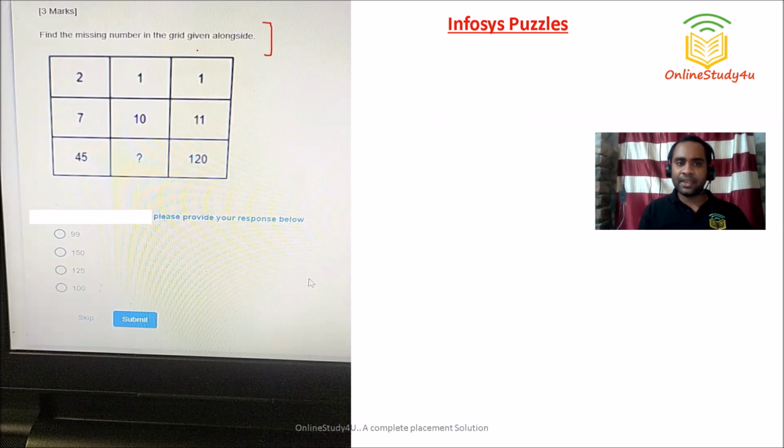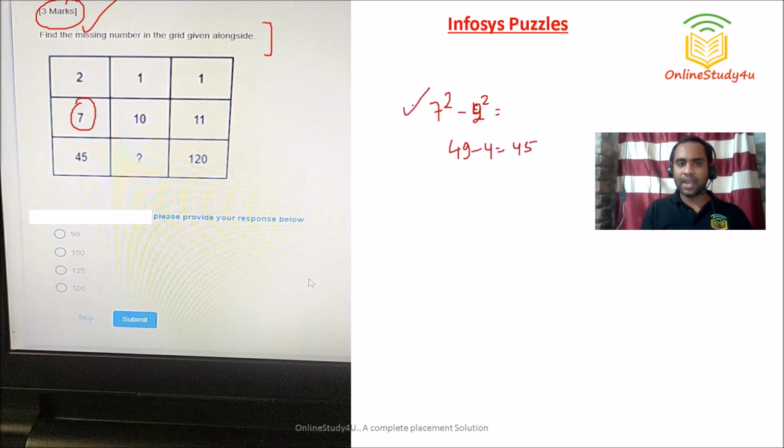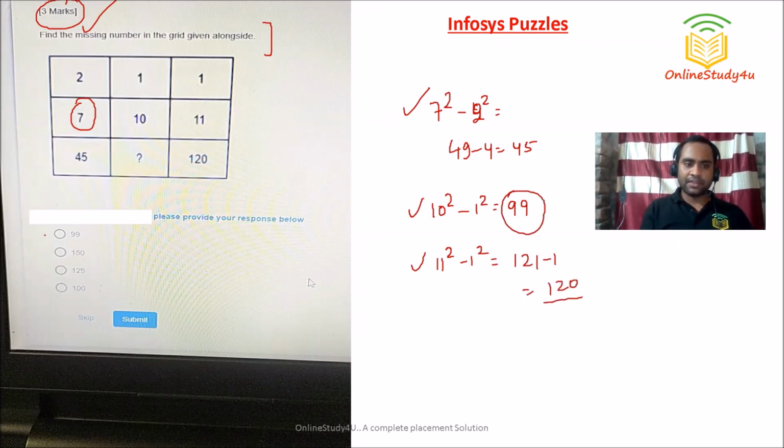Then find the missing number in the grid given alongside. So this is for 3 marks. Okay, now friends, 7 is there, so 7 square minus, as I said, either addition, subtraction, multiplication, or difference. So 7 square minus 2 square, right? 2 is there. So 49 minus 4 will be equal to 45, right? Okay, then 10 square minus 1 square will be nothing but 99. And then 11 square minus 1 square. So 121 minus 1 will be nothing but 120. So logically, the answer here is 99.